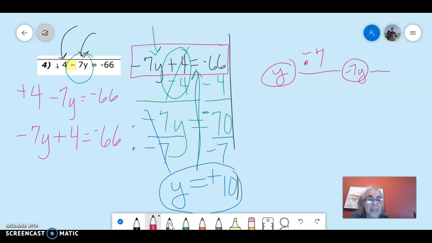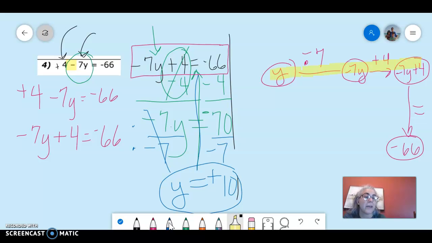Then I'm going to add 4 to that. And it's going to give me the whole thing, negative 7y plus 4. Okay, that's going in order with the order of operations. We do our multiplication and division, then our addition and subtraction. And when I do that, this is equivalent to the negative 66. All of this part of the flow chart that you see here that I'm going to highlight in yellow, that's all setting up the equation that was already given to us here.